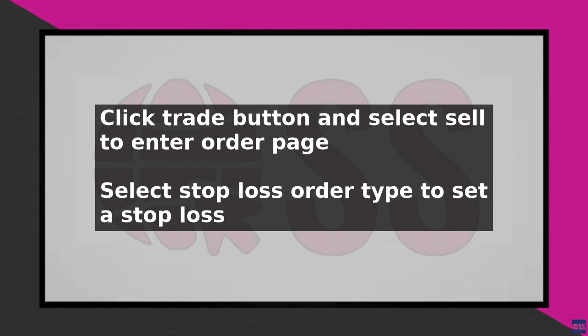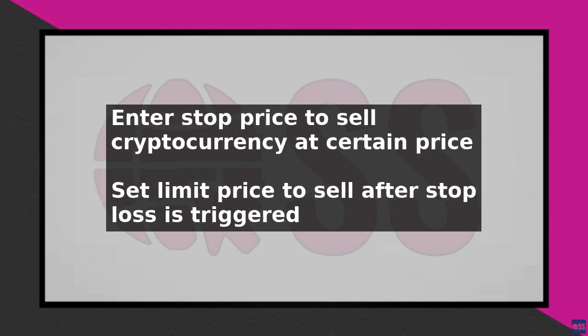To set a stop loss, enter the stop price, which is the price at which you want to sell the cryptocurrency. For example, if you bought Bitcoin at $30,000 and you want to limit your losses to 10%, you would set a stop loss at $27,000. If the price of Bitcoin falls to $27,000, the stop loss order will be triggered and your Bitcoin will be sold at the next available price.